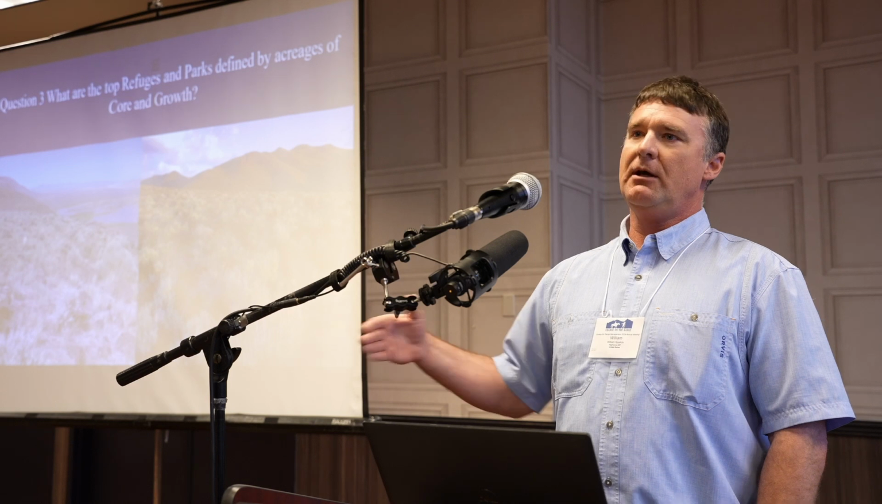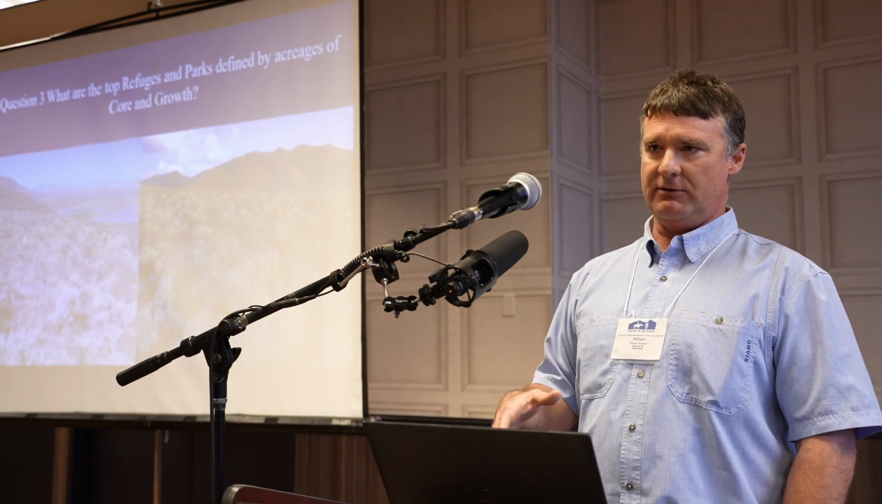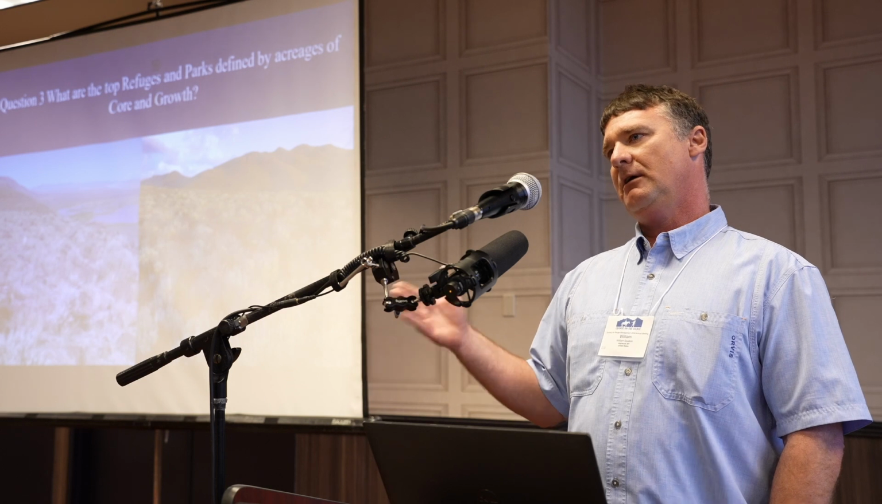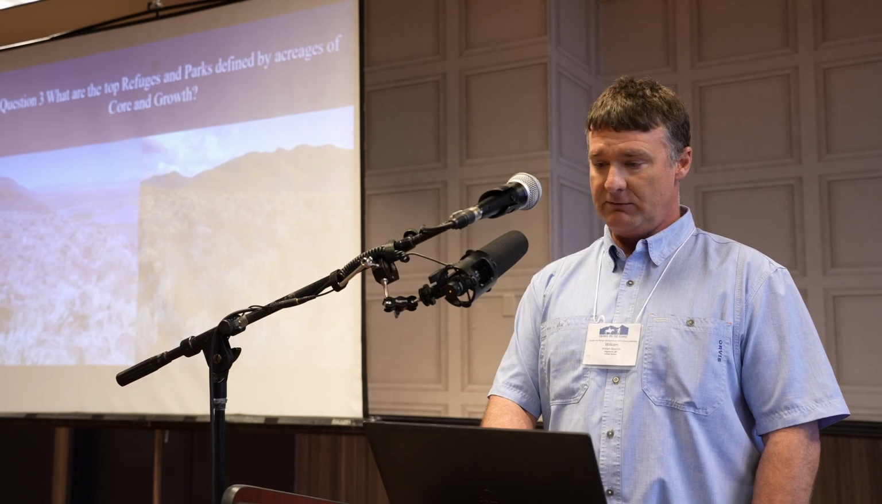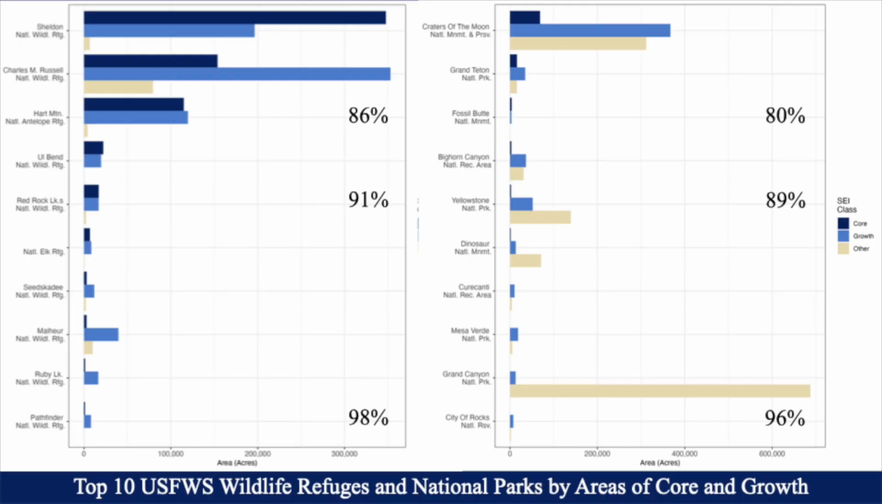Based on future climate, we pulled out 3 parks and 1 refuge. That left us with a list of 19 wildlife refuges and 11 national parks. And so when you do this, again, the colors are the same as they've been through all the talks. You're looking at refuges on the left, national parks on the right. Blue is the core, light blue is growth, and the tan is other rangeland areas. But looking at it, if you look at the top 5 refuges or the top 5 parks, that's 90% of all the core sagebrush resources in the system in just those spots.